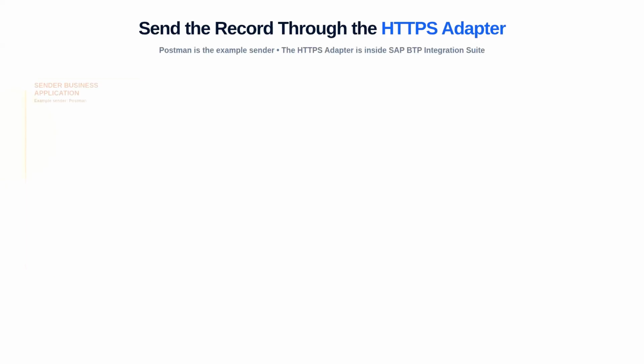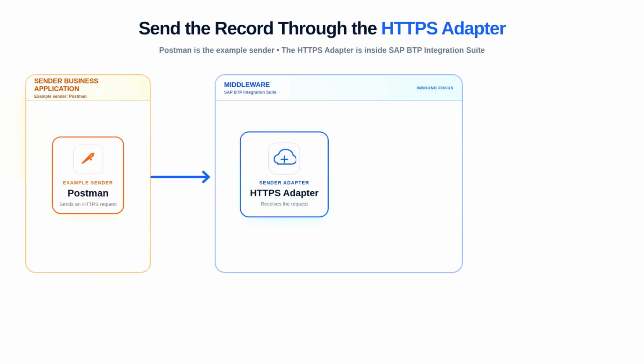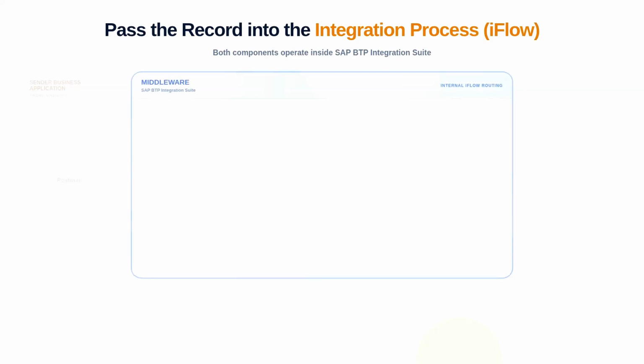Sender and HTTPS adapter. In this example, Postman acts as the sender business application and sends a record through an HTTPS request. The request is received by the HTTPS adapter inside SAP BTP Integration Suite. In a real integration scenario, you can use another sender application and a supported sender adapter based on your integration requirements.